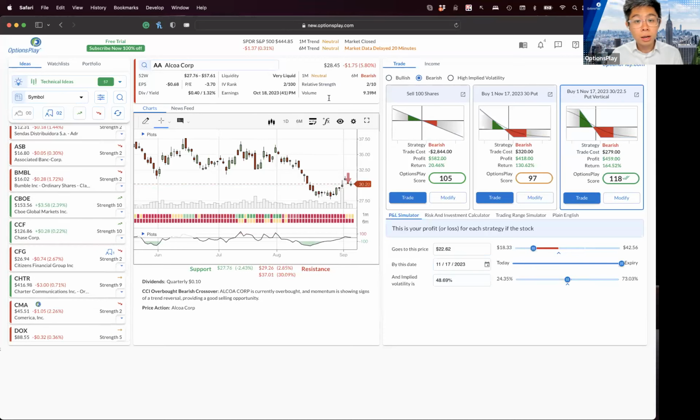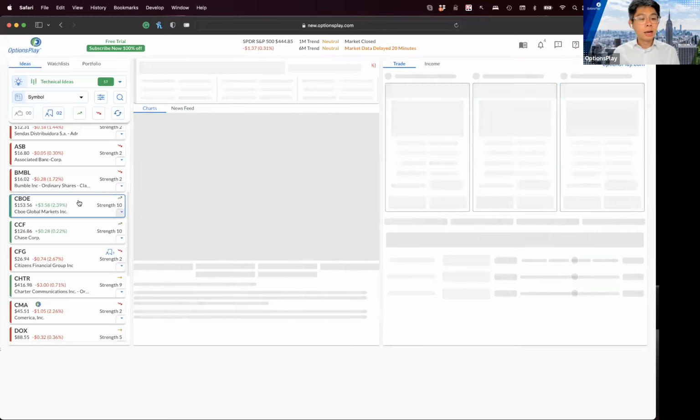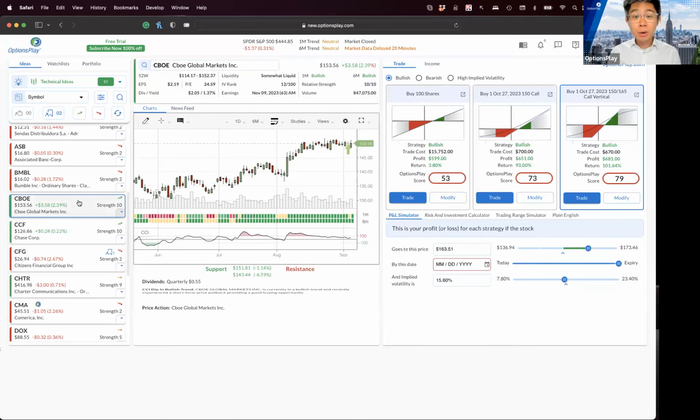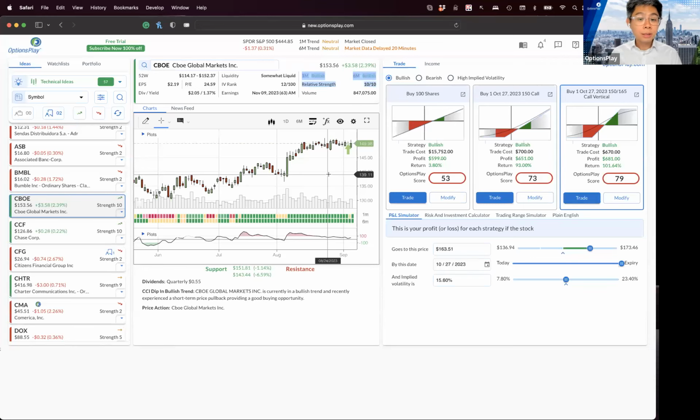If I look at Alcoa, you see that the 1 month and 6 month trends are neutral to bearish, and the relative strength is 2 out of 10. This certainly would lead me to believe more of a bearish tone for a stock like Alcoa. Or if I look at SIVO markets, as you can see, I see a strength of 10, one of the strongest stocks in the market. 1 month and 6 month trends are bullish.